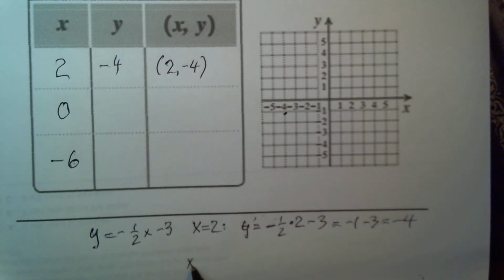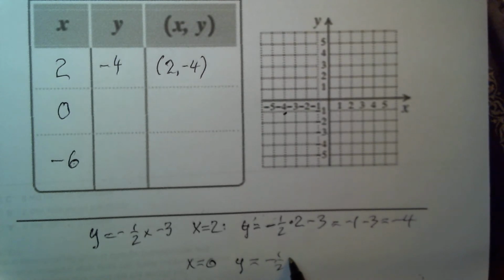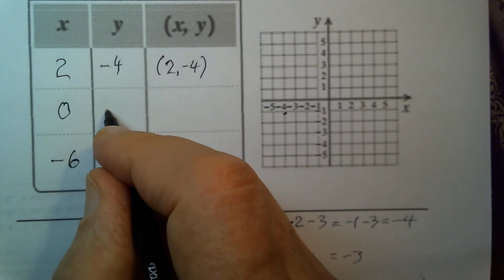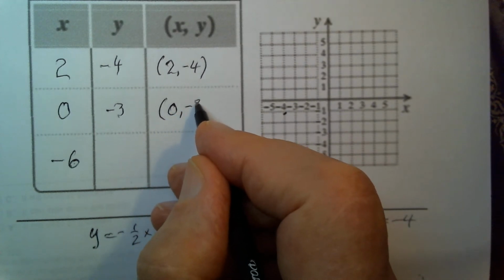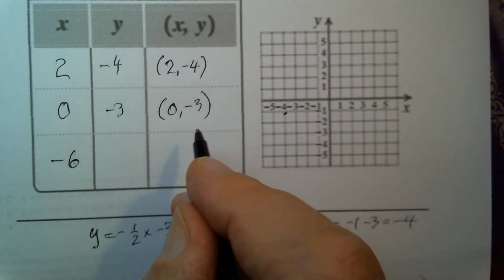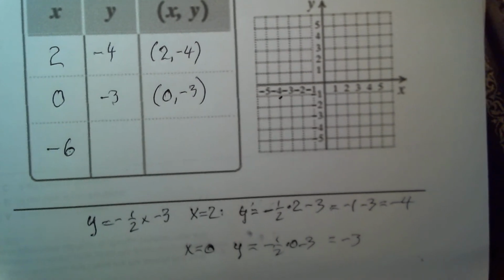Now for x equals 0, y equals minus 1/2 times 0 minus 3. The first term is 0, so it's simply minus 3. So negative 3. And again, we have a y-intercept at 0 comma minus 3, a point on the y-axis.